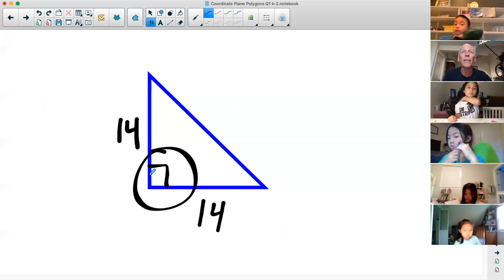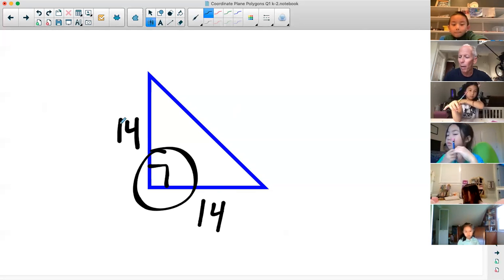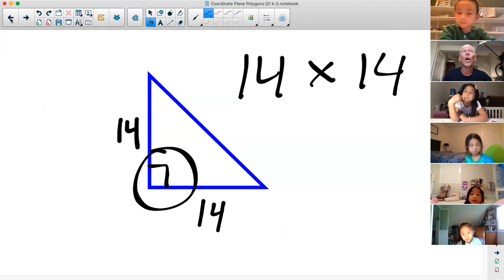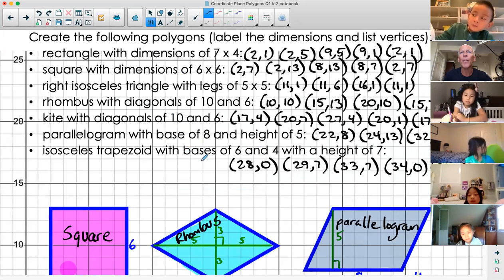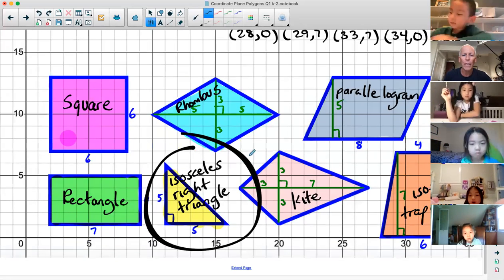Now, everybody look at this. I'm going to name this triangle an isosceles right triangle, which is 14 by 14. Everybody say it. 14 by 14. Now, who's going to name this isosceles triangle right here? Raise your hand if you can name it.